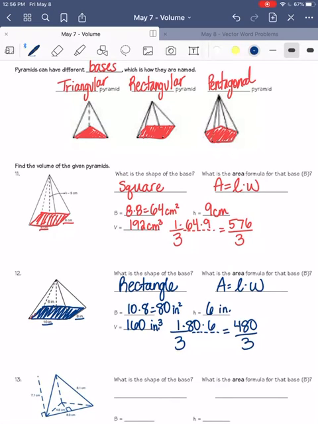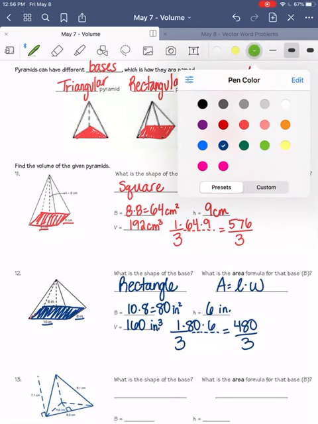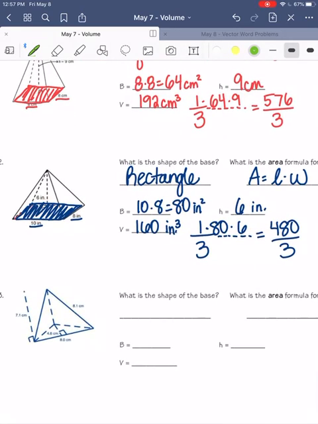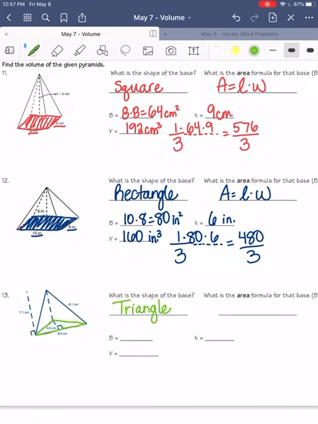All right, now for the trickster, the one that can sometimes be the most confusing. All right, so we have another pyramid, but what is the area of this, or what is the base? Okay, so that shape is a triangle. Now, if you do not remember how to find the area of a triangle, I will remind you. It is 1/2 base times height.